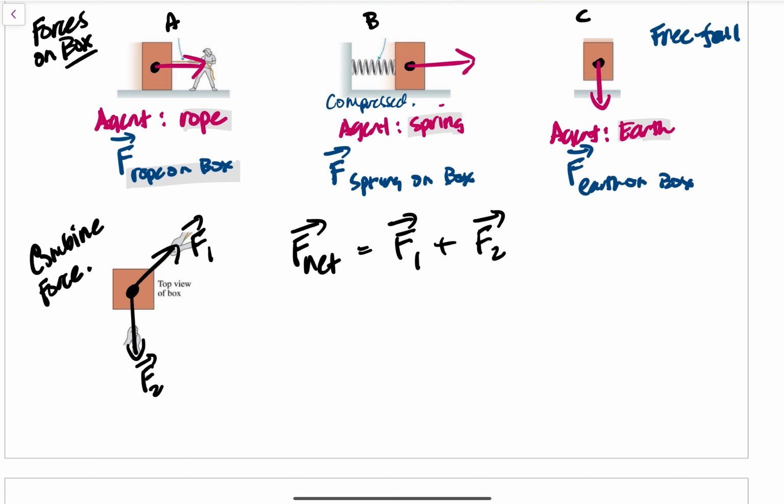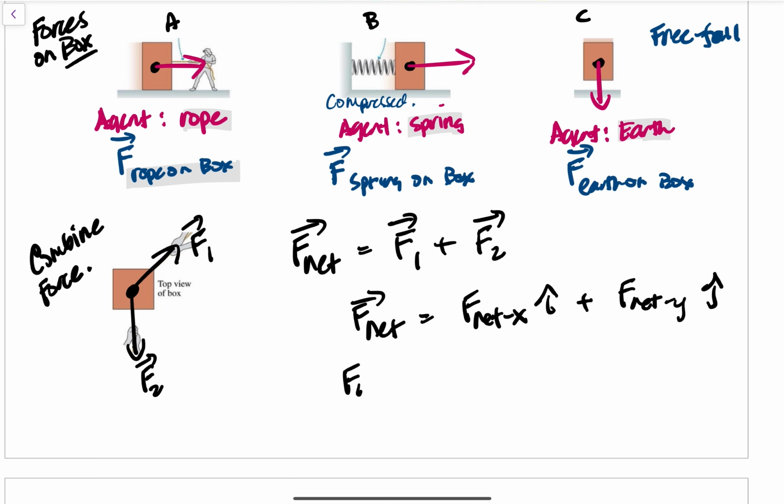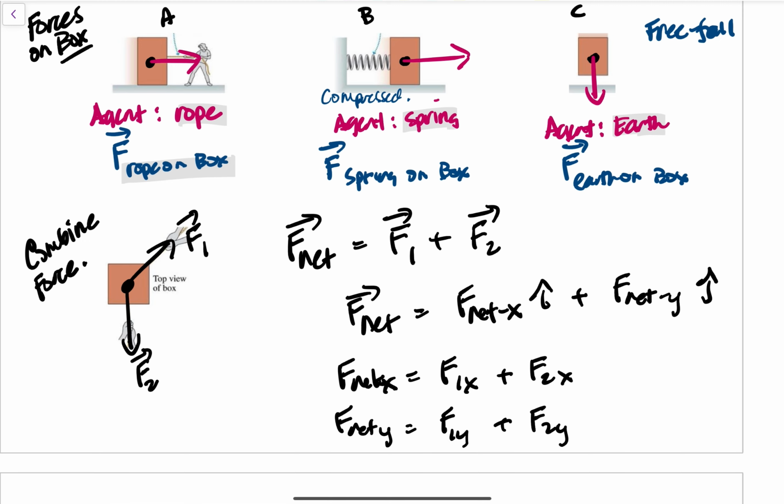And just like we did when we introduced our vector addition previously, I can say that F net is also, if I put this in unit vector notation, F net in the x direction plus F net in the y direction. And then we know that the x component, F net in the x direction, is just F1x plus F2x, right? And F net y is, wrong one, F1y, I'm in the y direction here, plus F2y. And so those are our component pieces.